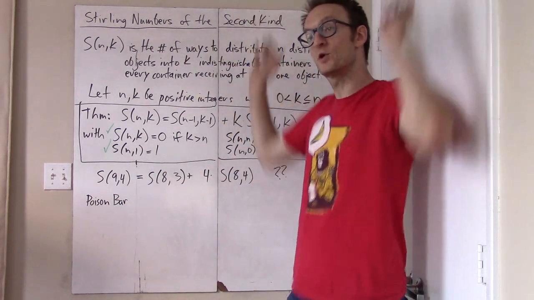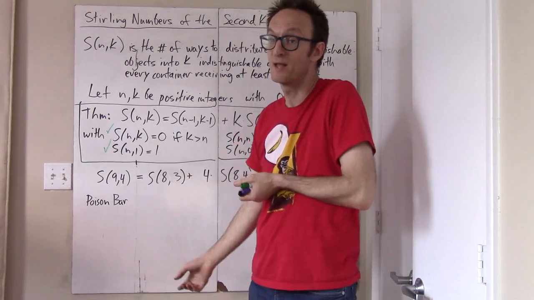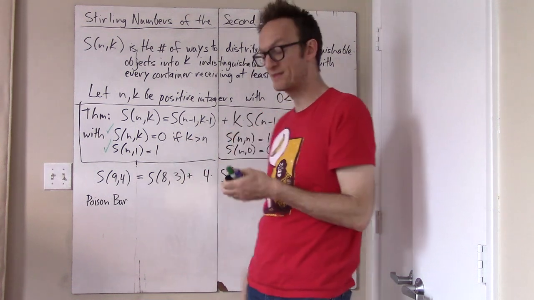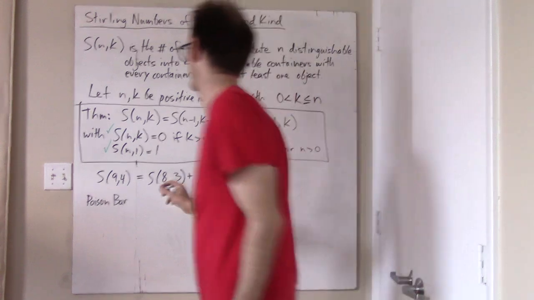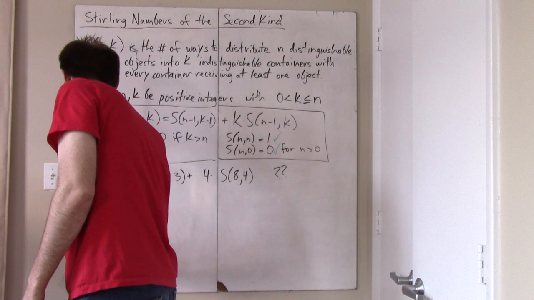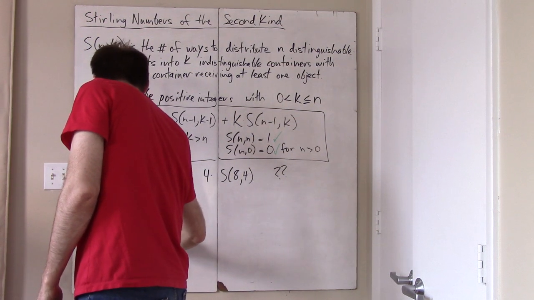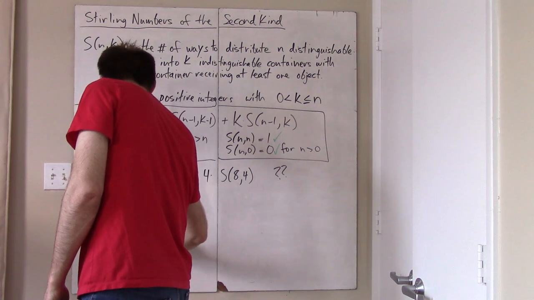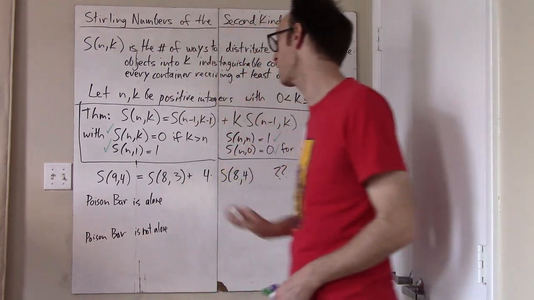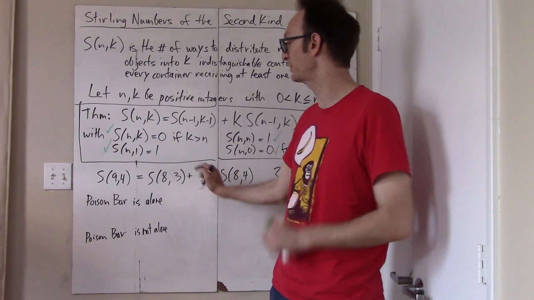Of all of those boxes, the poison bar is going to end up somewhere. And there are only 2 cases. There's the case in which the poison bar is alone, and there's the case in which the poison bar is not alone. That exhausts all possible cases, and that's what I knew to do because of this big plus here.